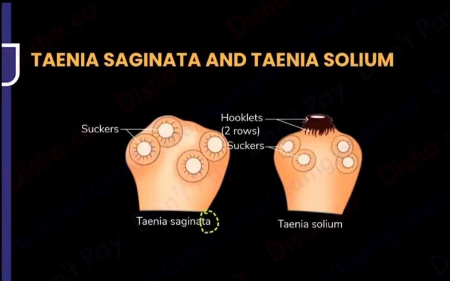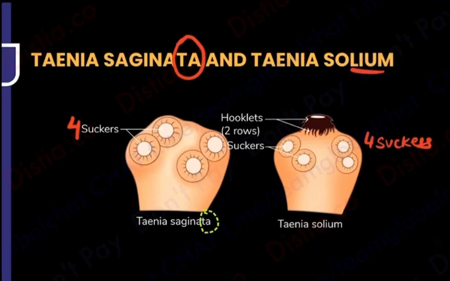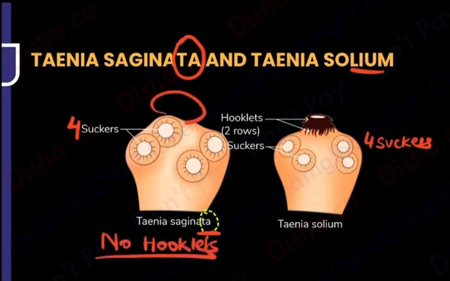Solium, firstly, can you see both of them? This also has 4 suckers and this also has 4 suckers. All of them have 4 suckers. But out of Taenia saginata and solium, who will not have hooklets? So you will say saginata. There are not going to be any hooklets that you are going to see. There are no hooklets. I don't see anything on the top.